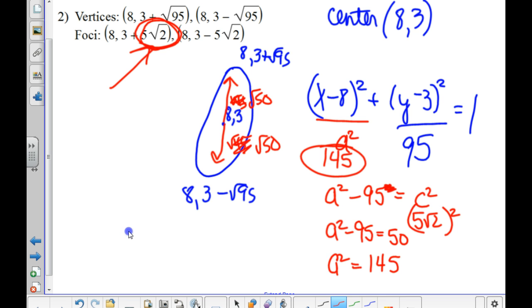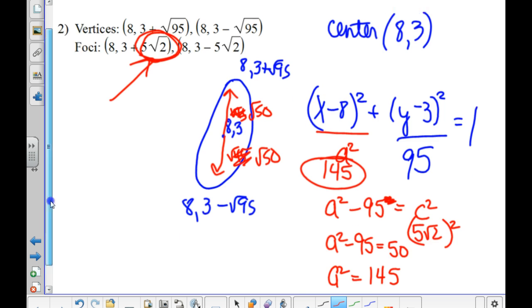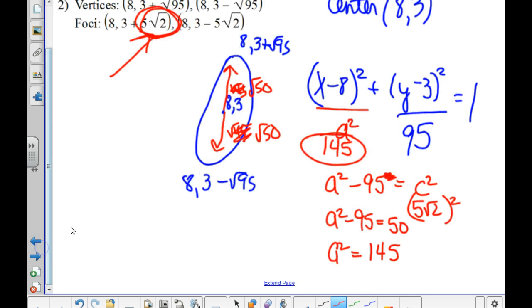I think they did the wrong a squared. Doesn't it say it's an ellipse in the directions? Yeah, I'm thinking theirs is wrong. It should be 145 right there. It's a multiple choice question. Guess I should double check that they're right.